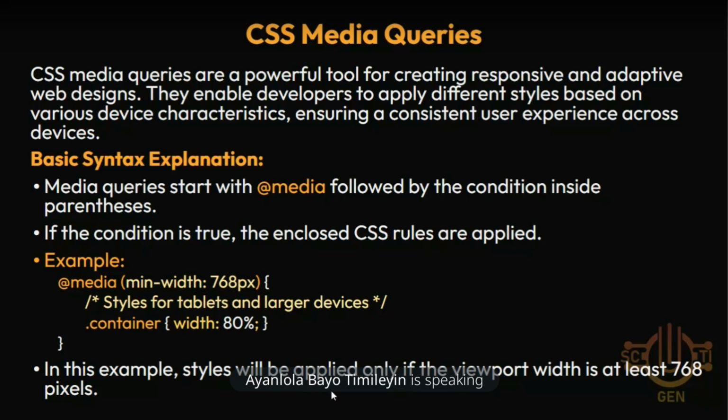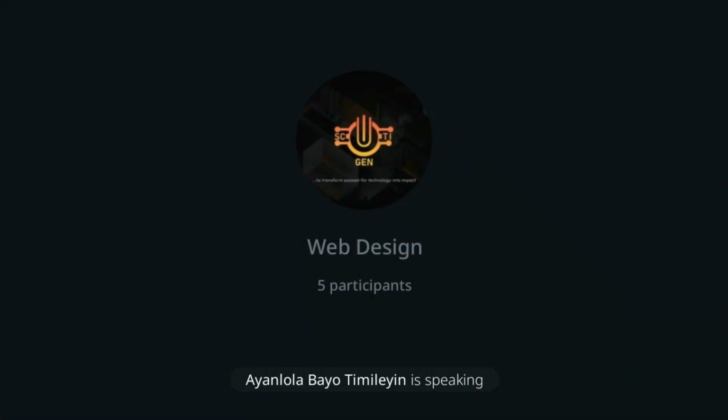That is the meaning. Because here is the condition. The condition is that the screen, the minimum width of the screen, if it is 768 pixels, right, then the element that has the class name of container should have its width set to 80%. It's as simple as that.